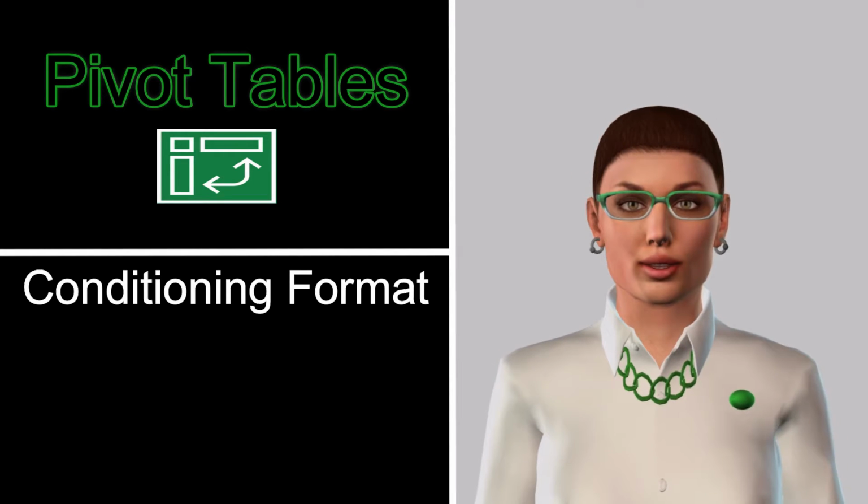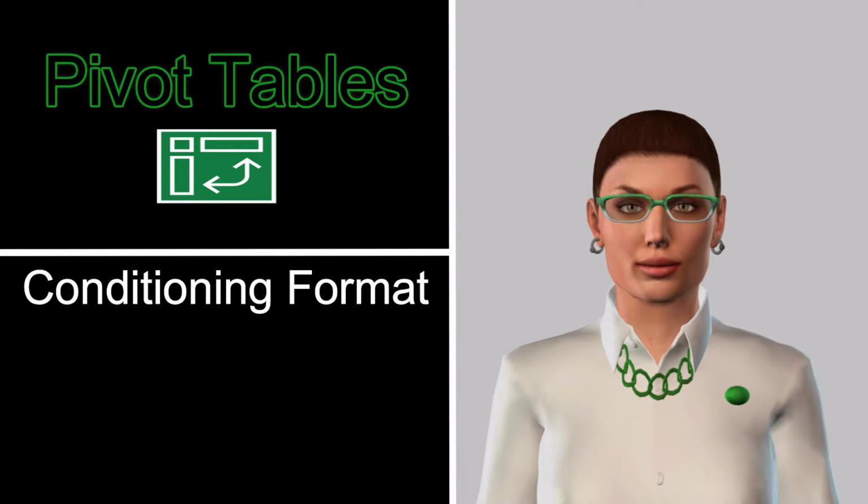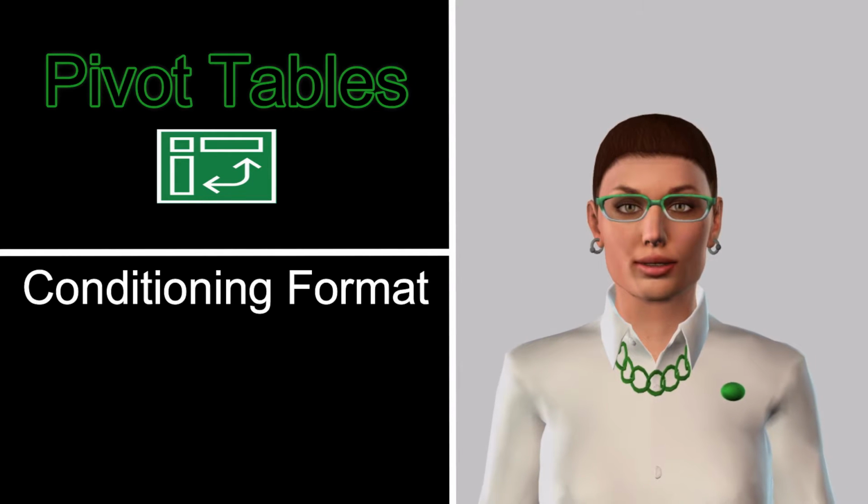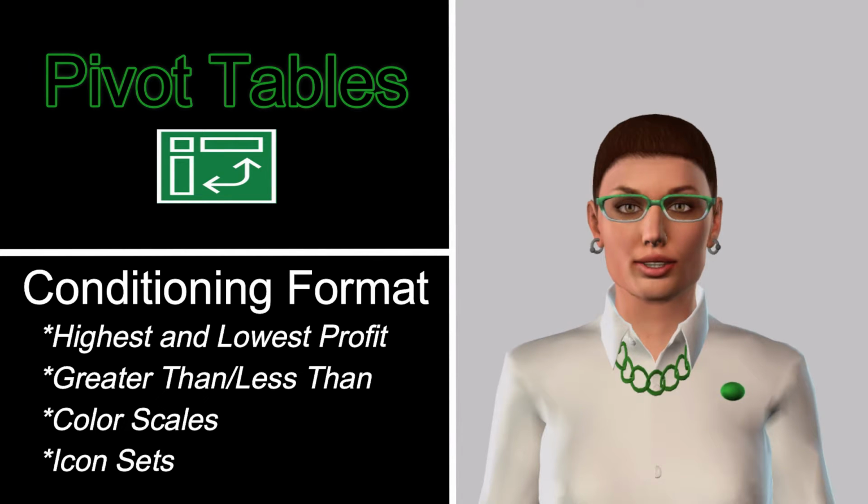Today, we'll use the report we made in the last video to apply conditional formatting to our data. We'll set up multiple rules to answer questions about our data. We'll assign colors to our highest and lowest profit. We'll also assign rules based on higher than or less than values. Additionally, we'll take a look at our color scales and icon sets.